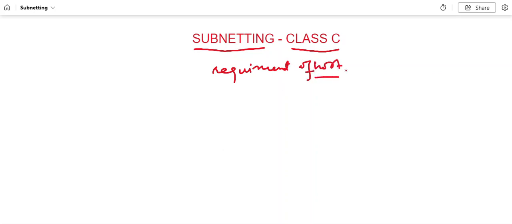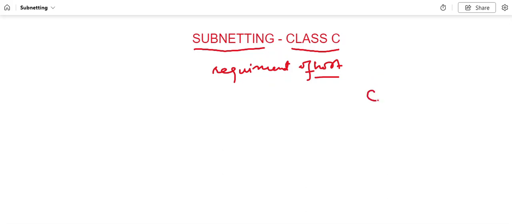Again we are studying subnetting. In our previous lecture we studied the subnetting of class C, and that was different from this lecture, because in that subnetting we just studied that when we are given an IP address, that IP address will be subnetted into different subnets. In this lecture we will study that if we are given some requirement of hosts. What does requirement of hosts mean?